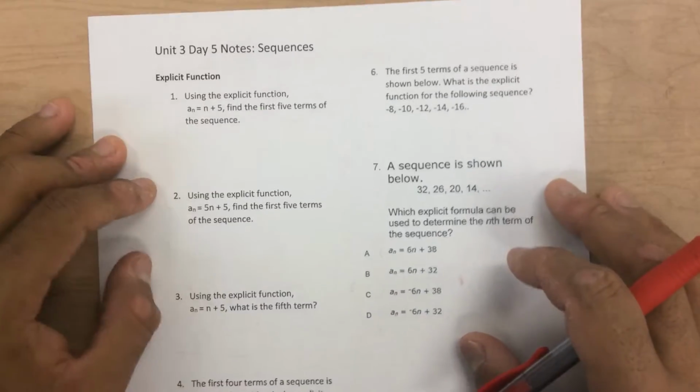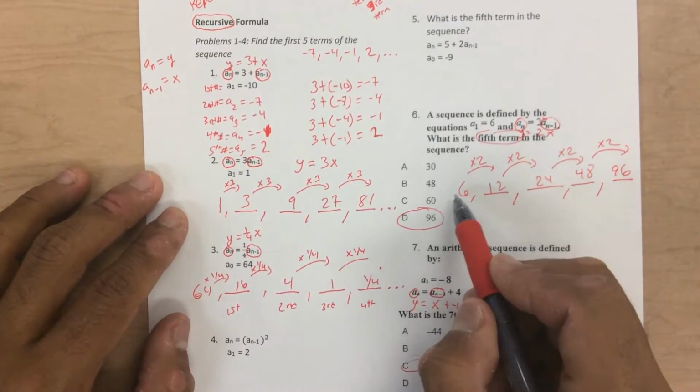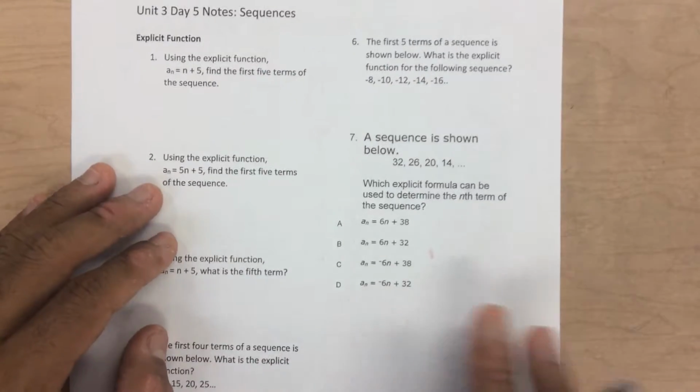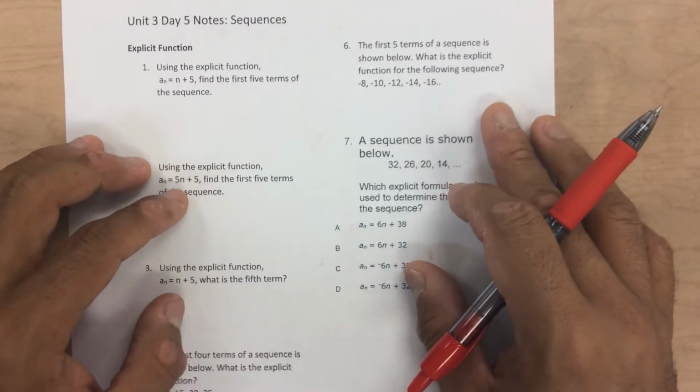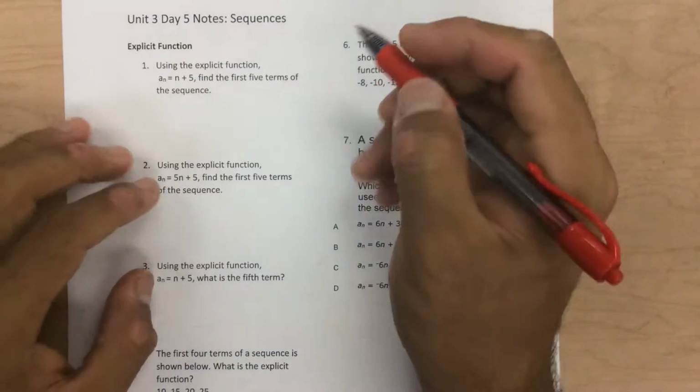Now, this explicit function, it's a little bit different. Now, with the recursive, we kept repeating the pattern by applying it to the same number. Okay? But here with the explicit, we have to actually plug in the term number, not the actual term, okay?